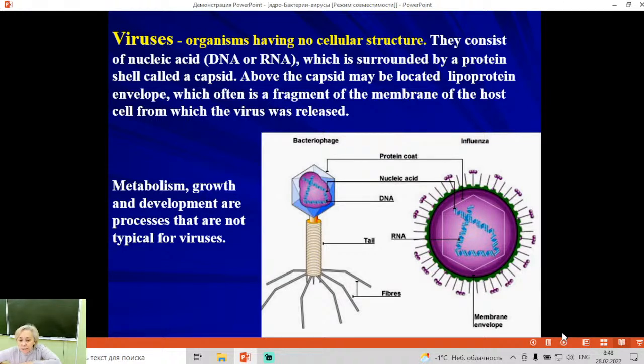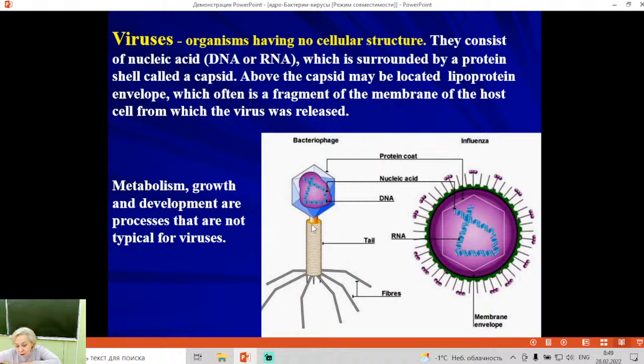Viruses are organisms having no cellular structure. They consist of a nucleic acid, DNA or RNA, which is surrounded by a protein shell called a capsid. Above the capsid may be located a lipoprotein envelope, which often is a fragment of the membrane of the host cell from which the virus was released. And you see on this slide a virus of influenza and a bacteriophage.